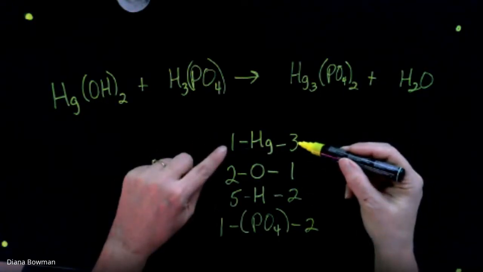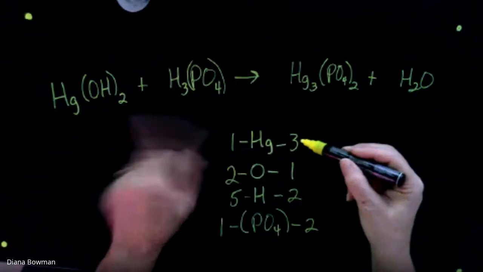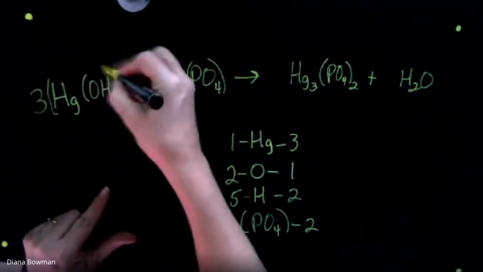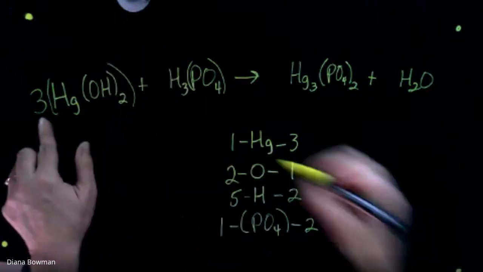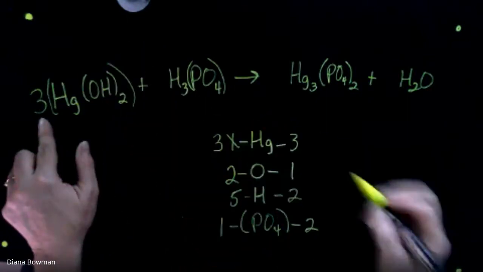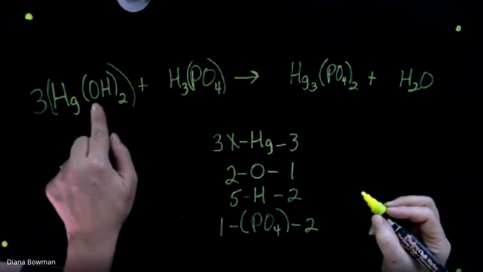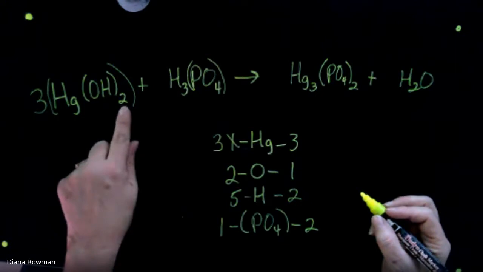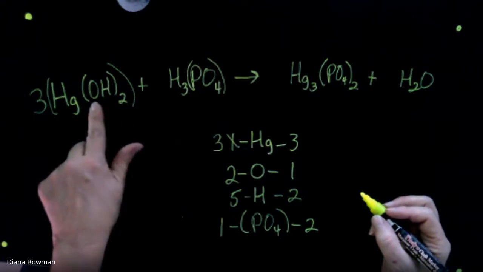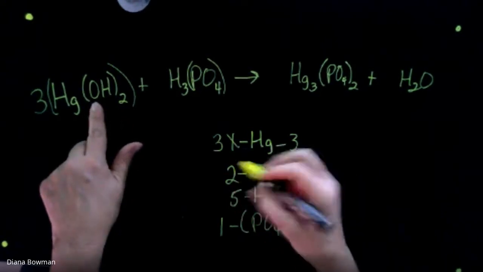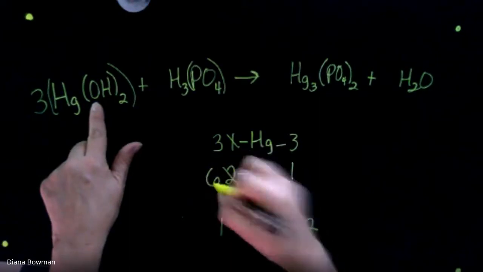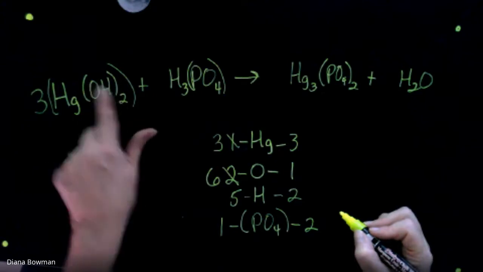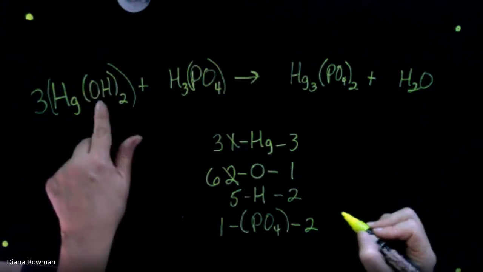So I've got 3 mercuries over here and 1 over here. So let's put a 3 in front of here and see what happens. That's going to be 3 times that whole quantity, right? So now that's going to give me 3 of those. How many oxygens is it going to give me? It's going to be 3 times 2. It's going to give me 6 oxygens. Okay? Try to wrap your brain around that for a minute. That's going to be 3 times the 2, because this 2 is times this whole quantity right here, right? So 3 times 2 gives me 6 oxygens.